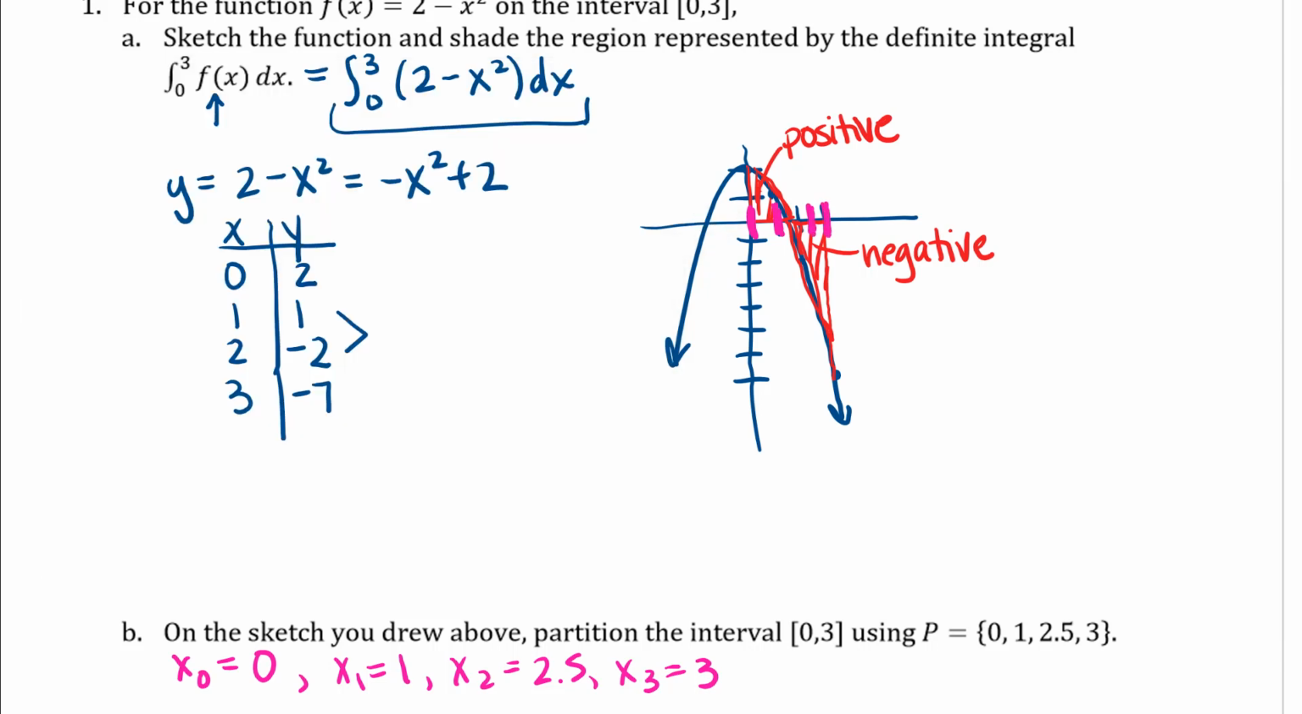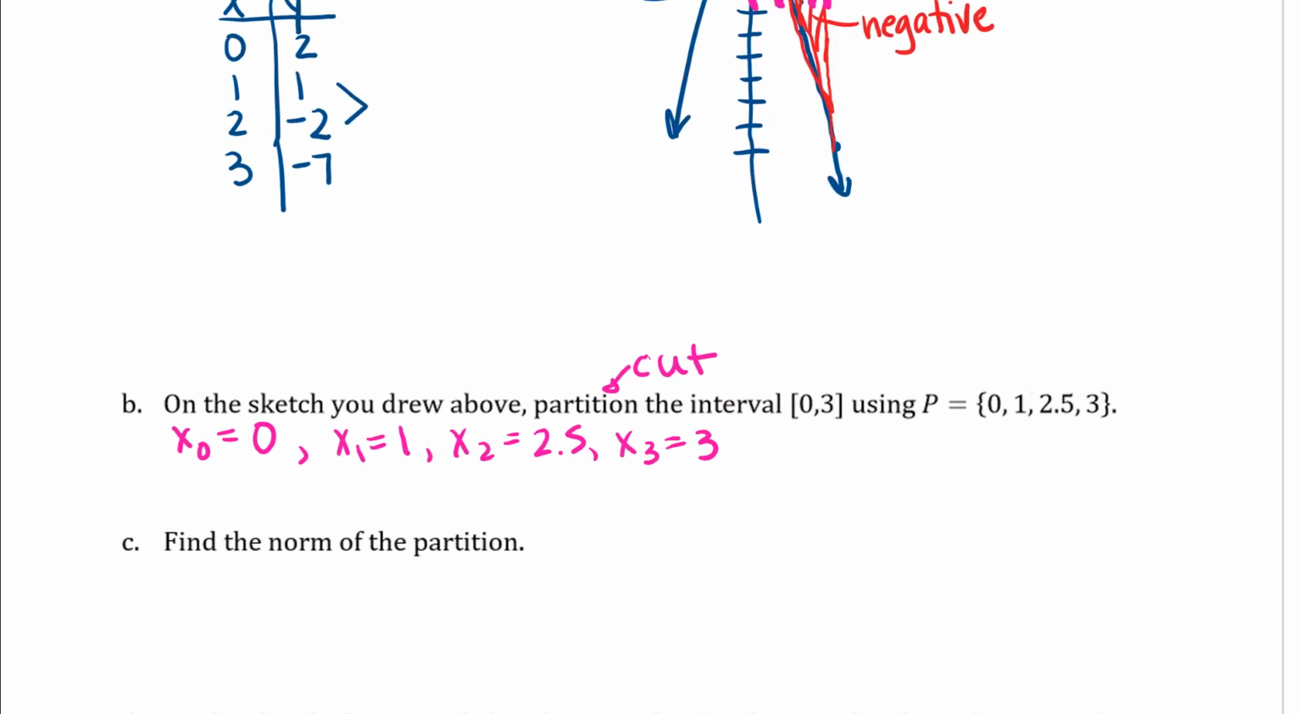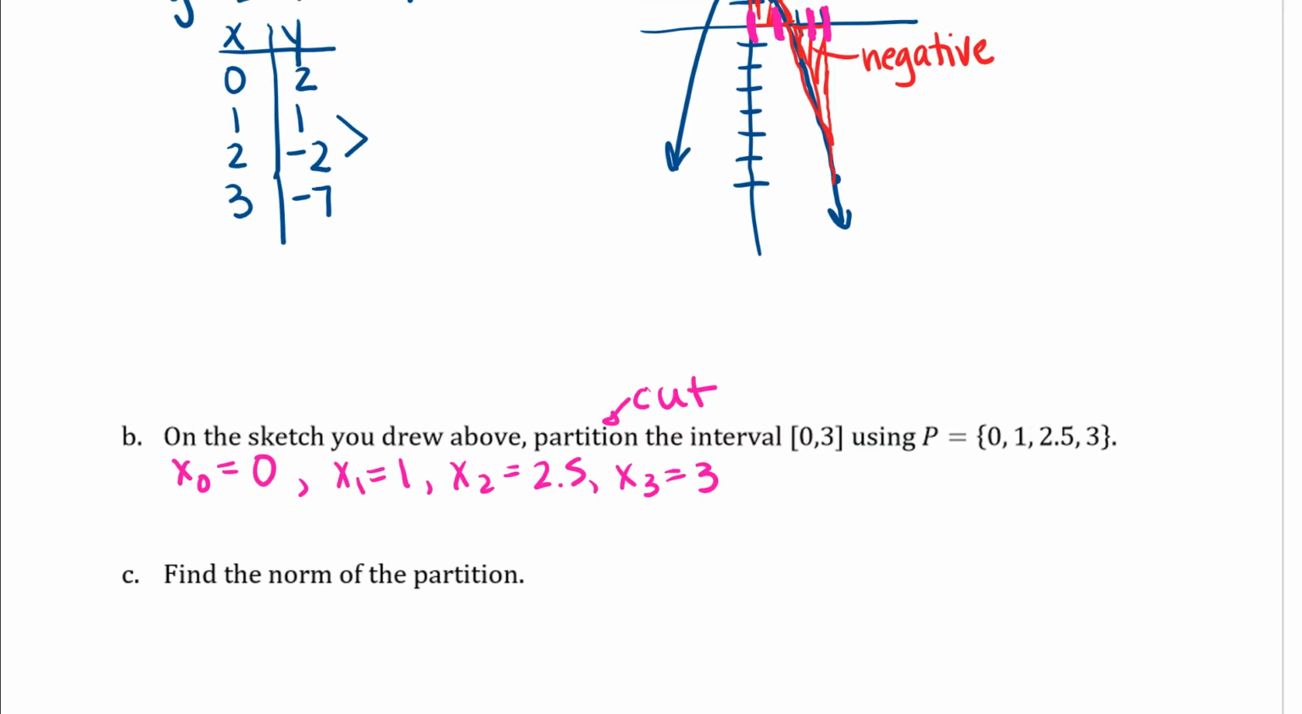Okay, so I just drew marks on my interval at x equals 0, 1, 2.5, and 3. The idea of the partition is that you're using it to cut the interval at those points. All right, the next thing it asks me to do here is find the norm of the partition. That is the symbol that looks like a double absolute value bar around the P, the norm of the partition, and that is defined to be the width of the largest subinterval.